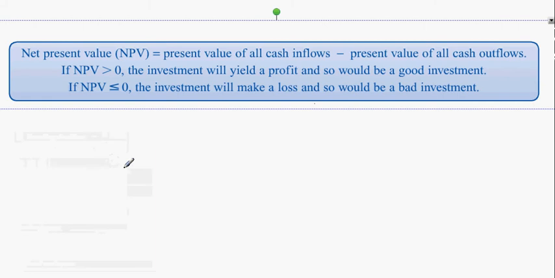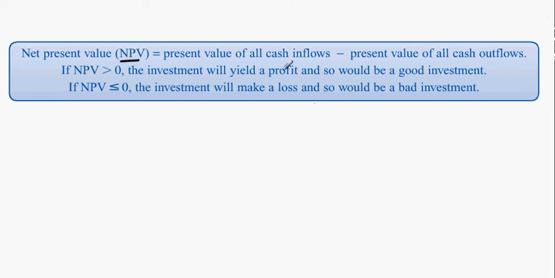Okay guys, so look, this is net present value, okay? Net present value, NPV, is the present value of all cash inflows minus the present value of all cash outflows. If the NPV is greater than zero, the investment will yield a profit and be a good investment. If the NPV is less than zero, the investment will make a loss and so be a bad investment, okay?